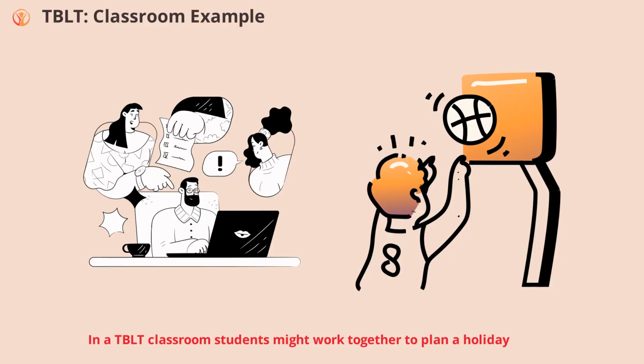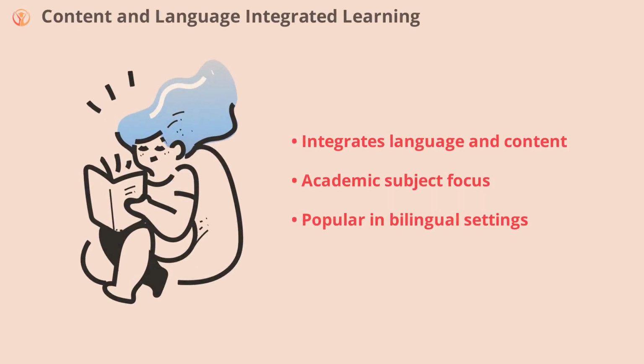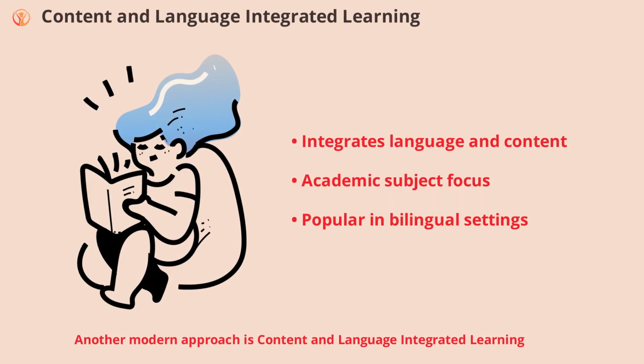In a TBLT classroom, students might work together to plan a holiday, complete a group project, or solve a practical problem using English. The teacher acts as a facilitator, providing language input and feedback as needed. This method encourages collaboration, critical thinking, and the use of English for real communication, helping students develop both language skills and life skills. Another modern approach is Content and Language Integrated Learning, or CLIL.